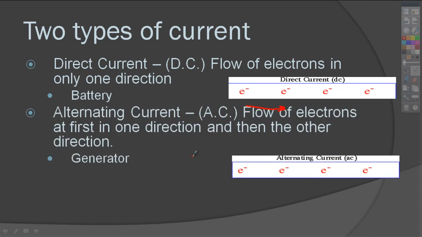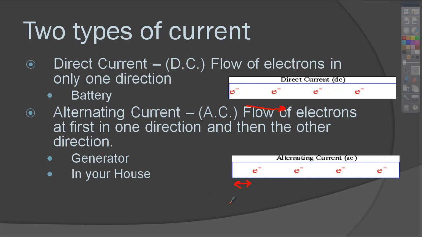You can also have the AC, the alternating current, flow of electrons at first in one direction and then in another direction. So you can see these electrons, they go back and forth, alternating current. So these same electrons just wiggle back and forth the whole time. An example of this would be a generator in your house. It just shifts electrons back and forth.